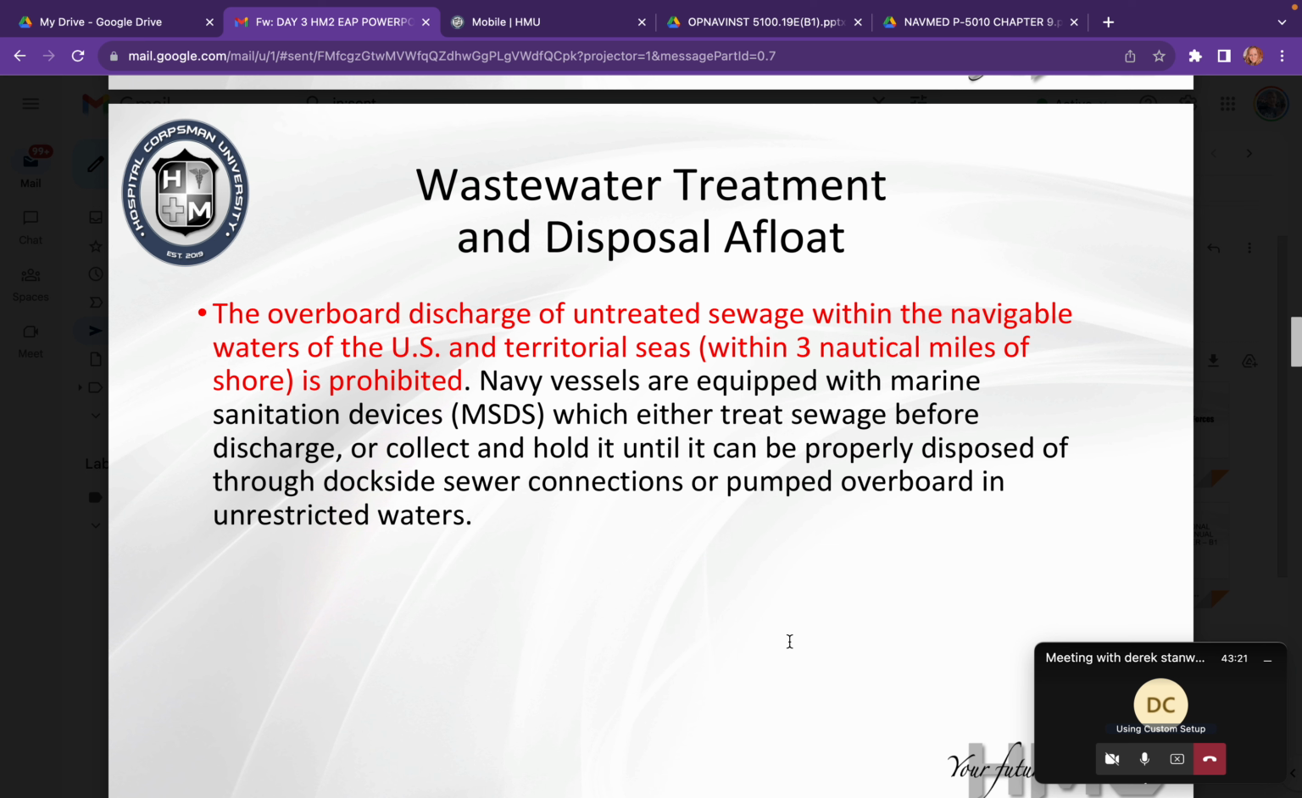Navy vessels are equipped with marine sanitation devices, which either treat sewage before discharge or collect and hold it until it can be properly disposed of through dockside sewer connections or pumped overboard in unrestricted waters.